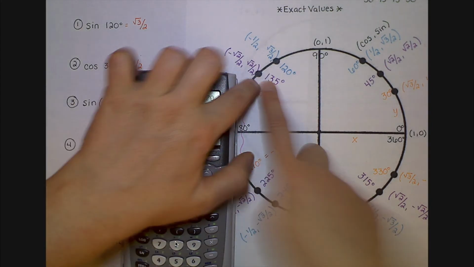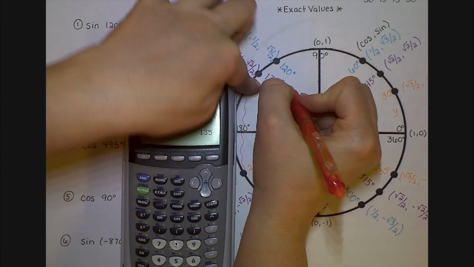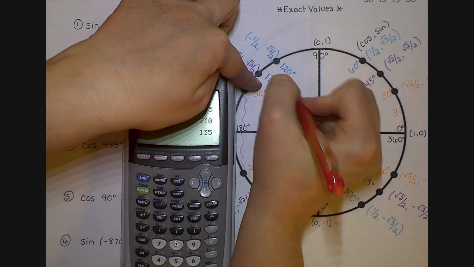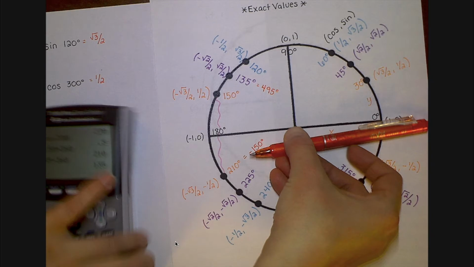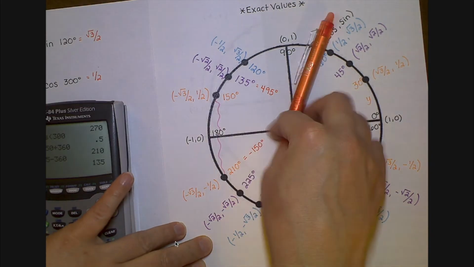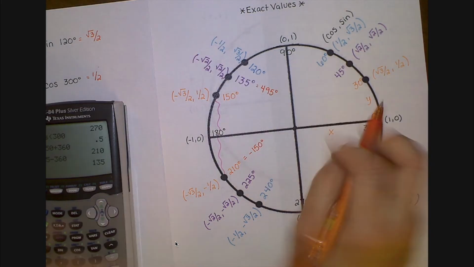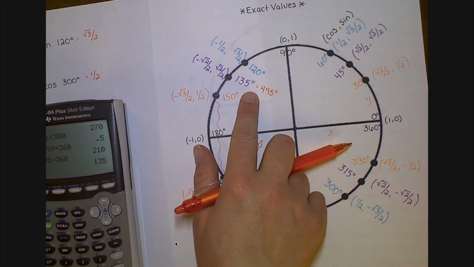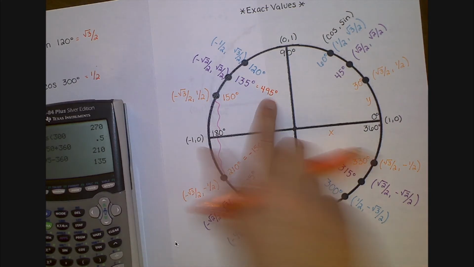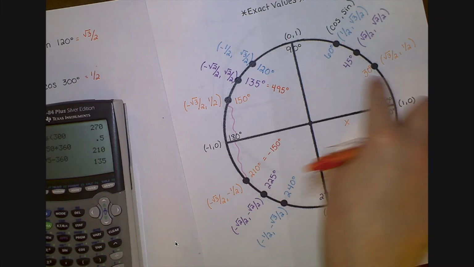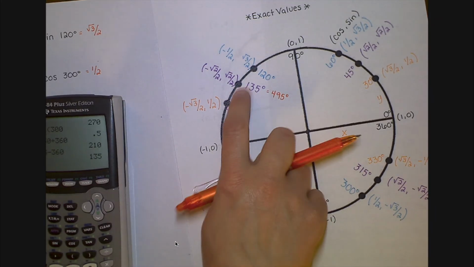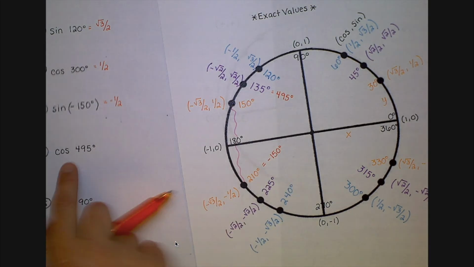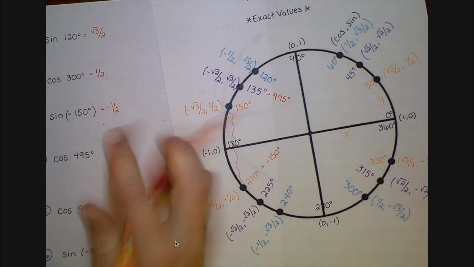So 495 degrees is really right here. 495 would really be going all the way around and then landing back here. I guess I shouldn't actually say that these two angles are equal to each other. They're not, because 495 involves one full rotation first, but it's going to land in this same spot. So that's bad notation on my part. But cosine of 495 would be negative square root of 2 over 2.